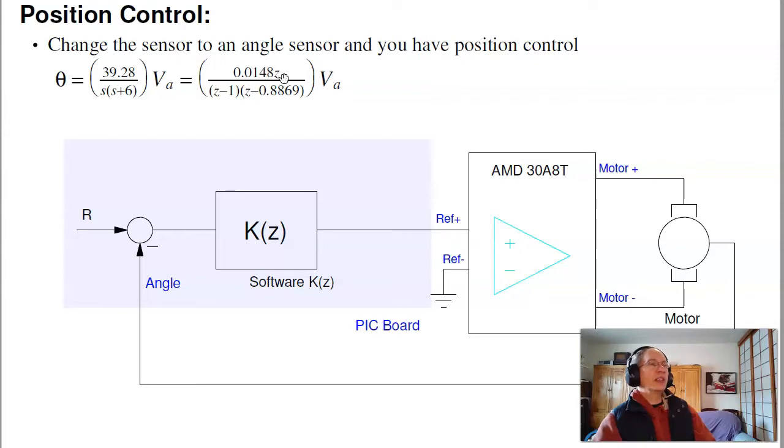Now I can use proportional or lead compensators. I don't want to use a PI because I already have a pole at s equals 0 or z equals 1 in the z-plane. So there's no point adding a second integrator. That just makes things worse.